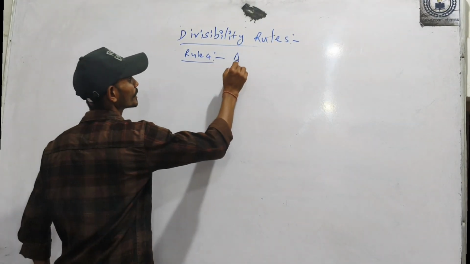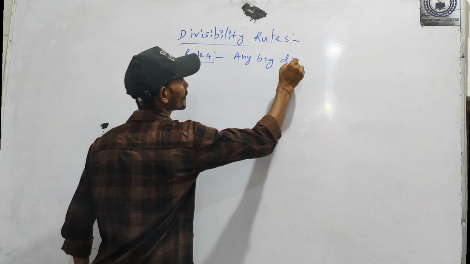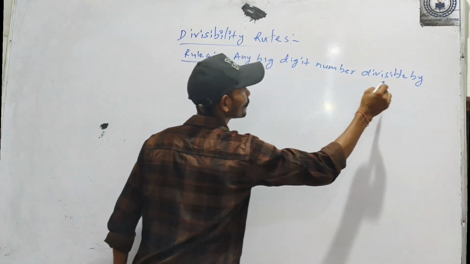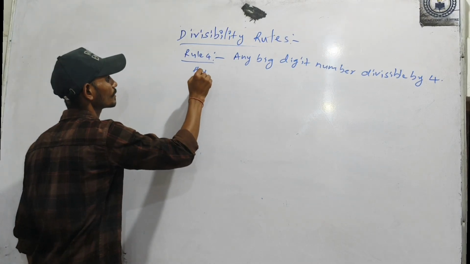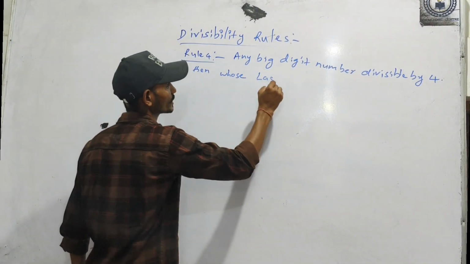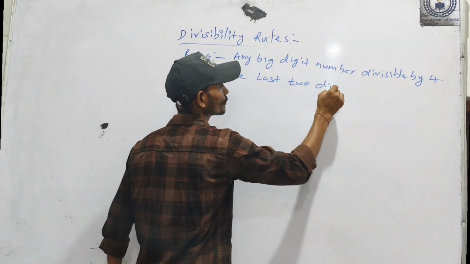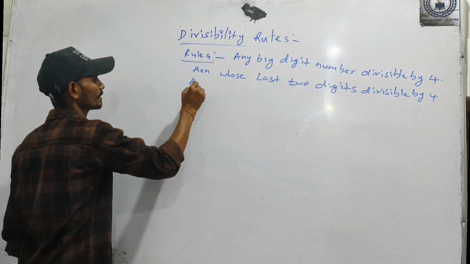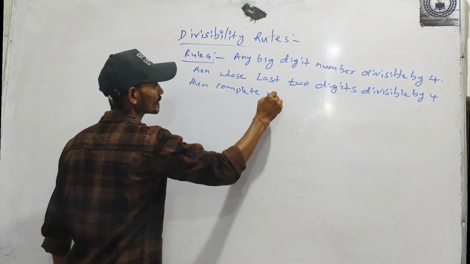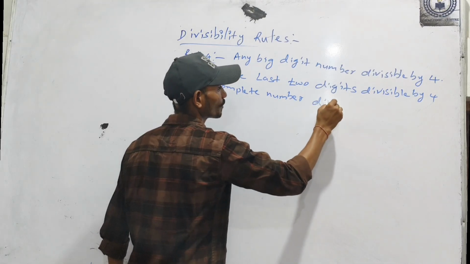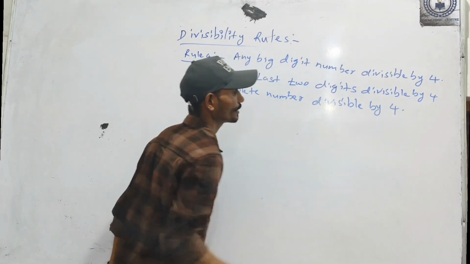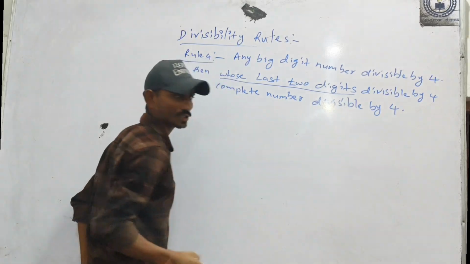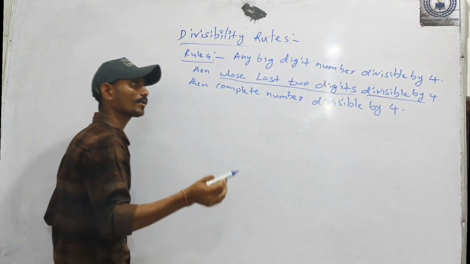Rule of 4. Any big-digit number is divisible by 4 if its last two digits are divisible by 4, then the complete number is divisible by 4. For example, any big-digit number is divisible by 4 under the condition that its last two digits are divisible by 4, then the complete number is divisible by 4.